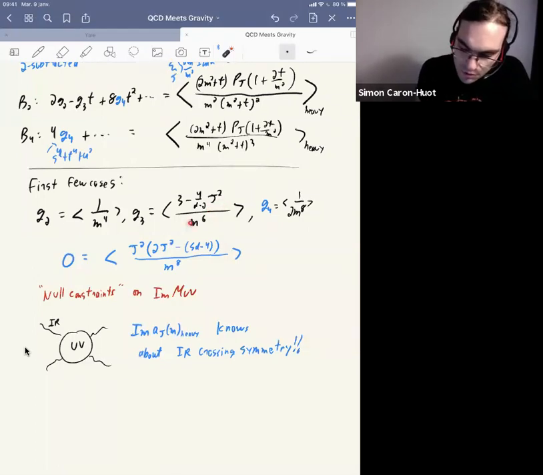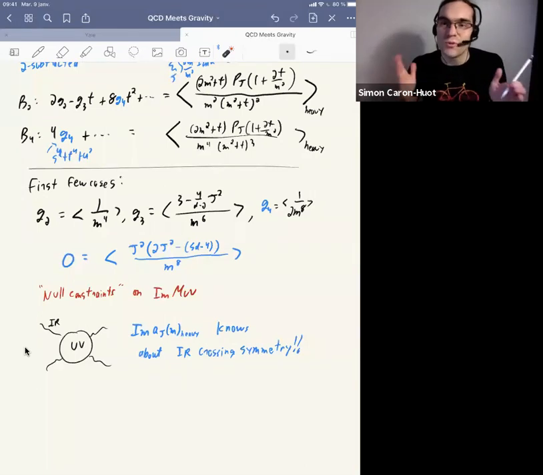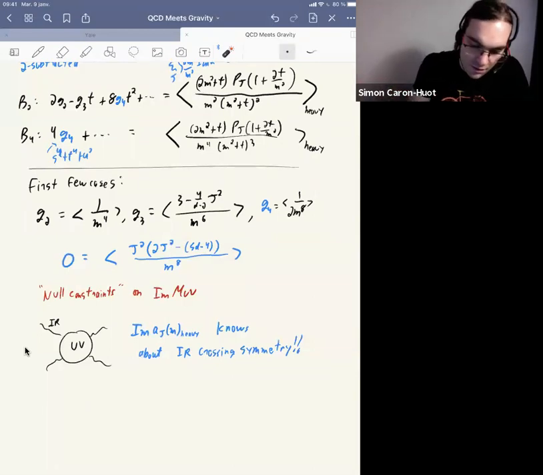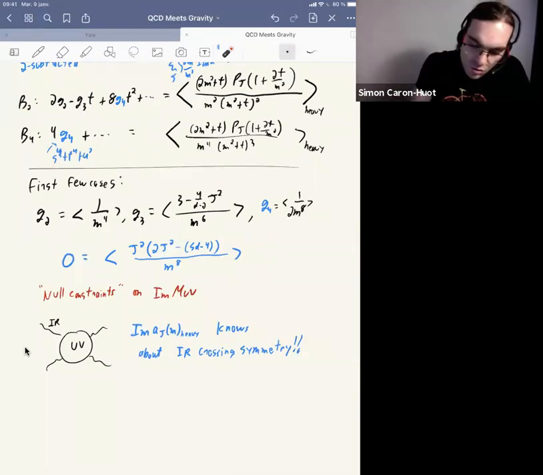And now we can do the same for g4. For g4, you get 1 over m^8. But the interesting thing you get for g4 is that there are two sum rules. Literally, I'm just enumerating the first four sum rules you get. And it turns out you get two sum rules for the same coefficient. Basically, it's because the coefficient of s^4 and the coefficient of s^2 t^2 are related by crossing in the infrared. So you get two equations for the same coefficient. We call this a null constraint. It's a constraint on the imaginary part of the amplitude at high energies.